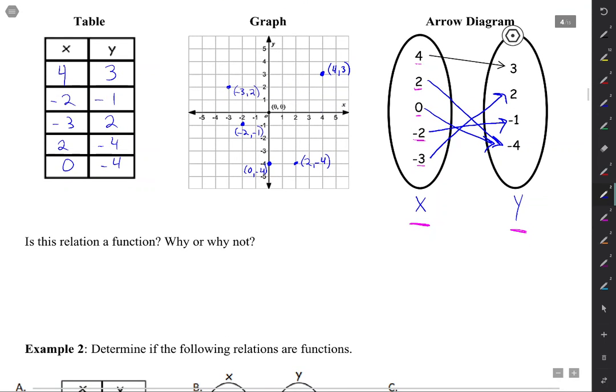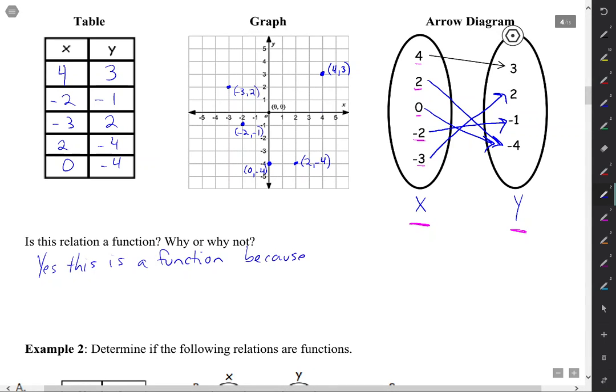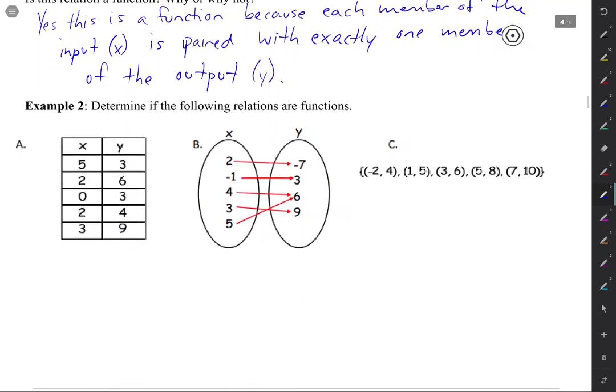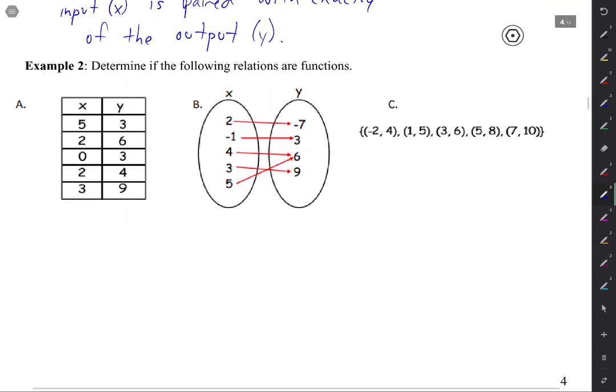So what I'm going to write here is, yes, this is a function because each member of the input, and beside that I'm just going to put the x, is paired with exactly one member of the output. So that there is how we would state whether a relation is a function or not. So now let's look to determine if the following relations are functions using the exact same logic we did before.